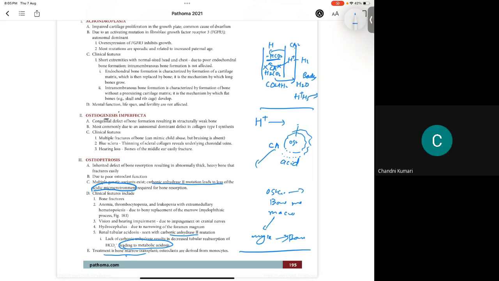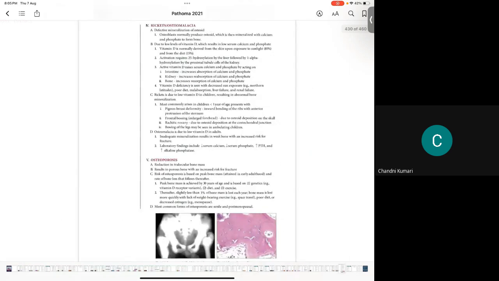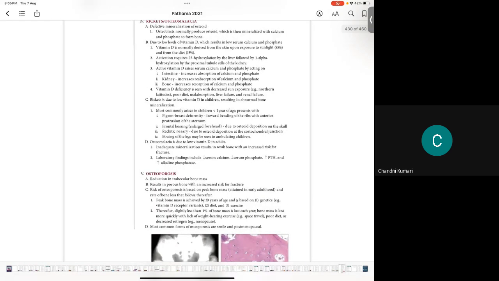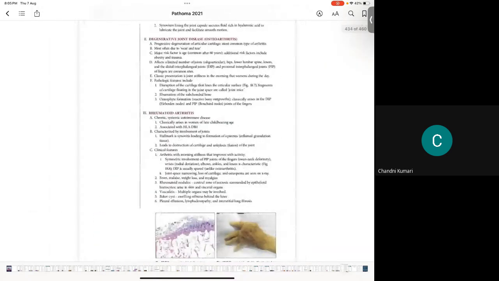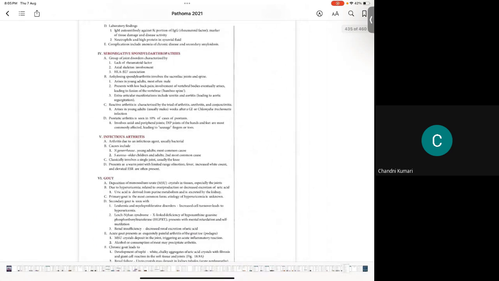Yes. Perfect. So this was all about osteopetrosis. The time is finished for today's session. We are going to cover these pathologies tomorrow. And as I mentioned, after Pathoma, we are going to refer to our First Aid.